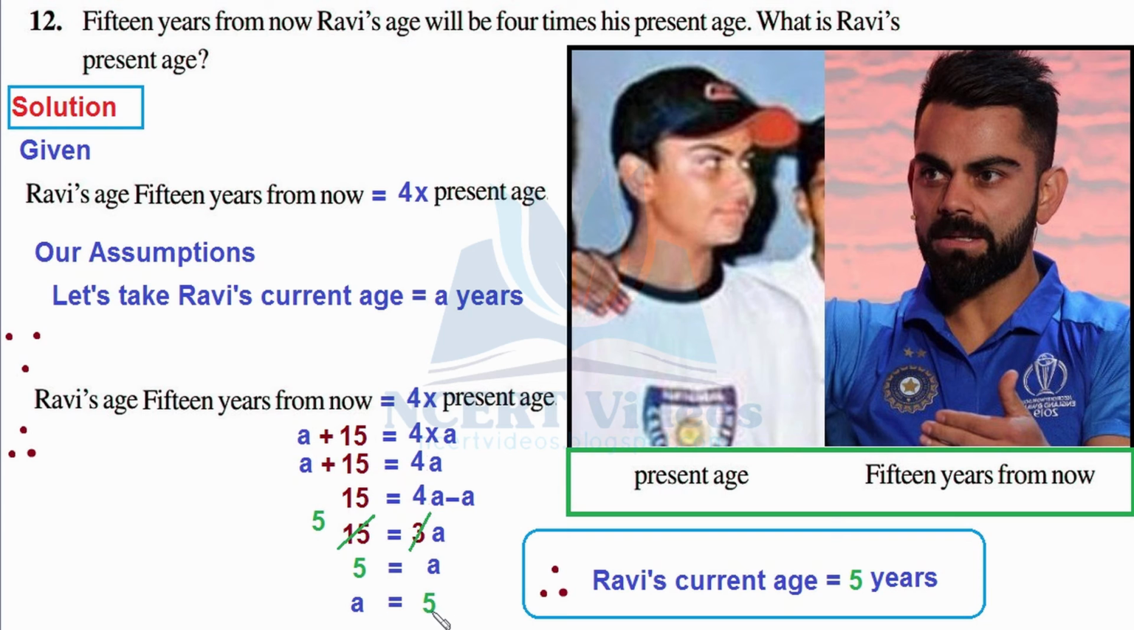Now we got straight away his current age because we have assumed A to be Ravi's current age. Therefore, Ravi's current age equals 5 years. Now let's try to verify our answer. If we plug 5 in this equation, so 5 plus 15, because A's value is 5 now, is 20, and 4 multiplied by 5 is 20. Our equation gets balanced. Therefore, our answer is correct.